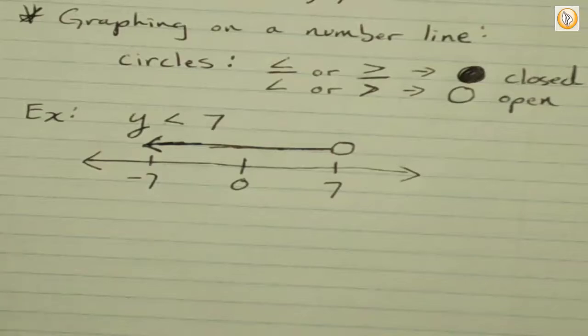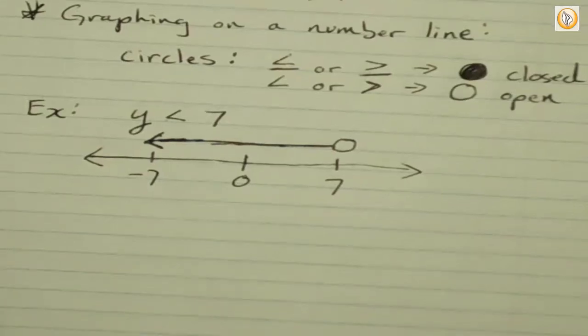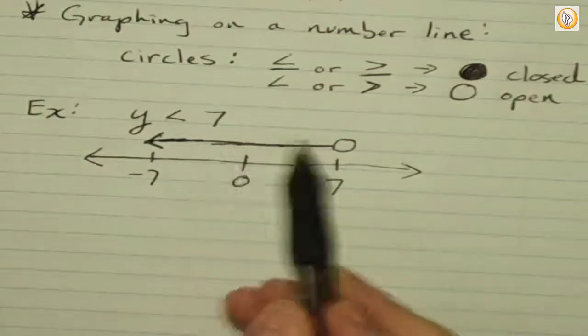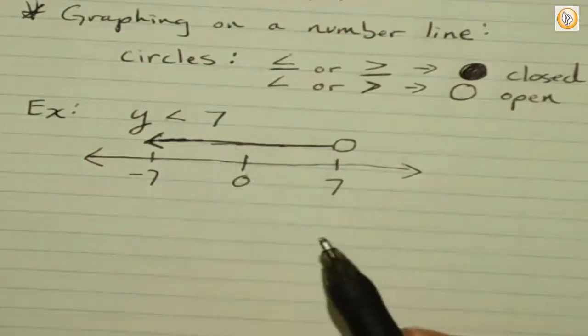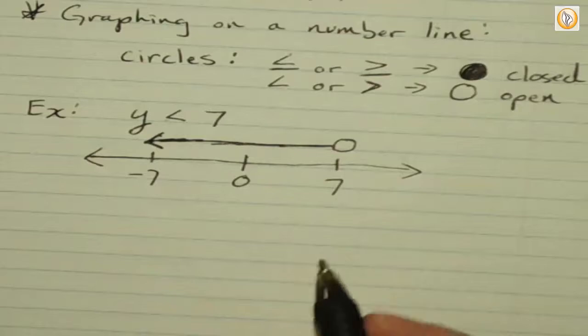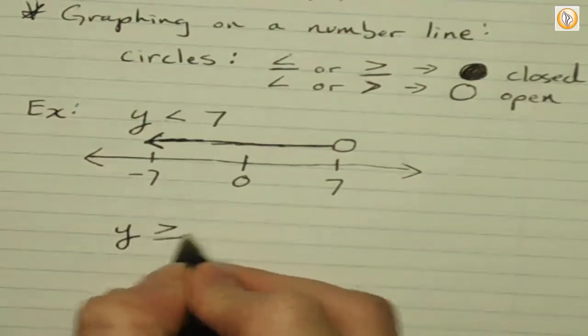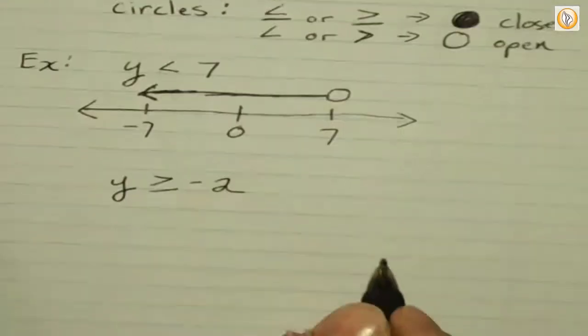Any questions about this? The biggest mistake is that it's hard to know which direction sometimes to do the arrow. You've got to sit there and think about what it's asking. Let's do another one. y is greater than or equal to -2.